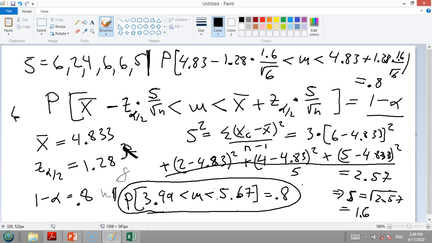This is an 80% confidence interval. So just based on the sample that I got, I think the die is not fair. There is an 80% chance that mu, the true population mean of the die, is roughly between 4 and 5.67. It does not include 3.5.